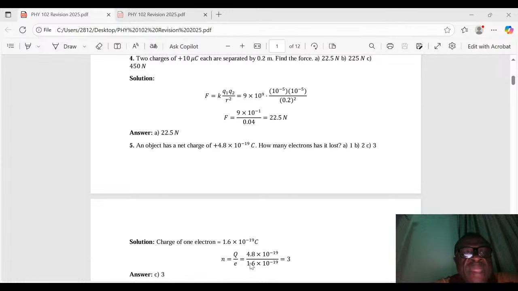Number 5, an object has a net charge of 4.8 times 10 raised to power minus 19 Coulomb. How many electrons has it lost? A, 1, B, 2, C, 3. So for the number of electrons, the formula is N equal to Q over E. Q is given, E is the electronic charge. It is also given. It's a constant. So by the time you do that, you have 3, and the correct answer is C.